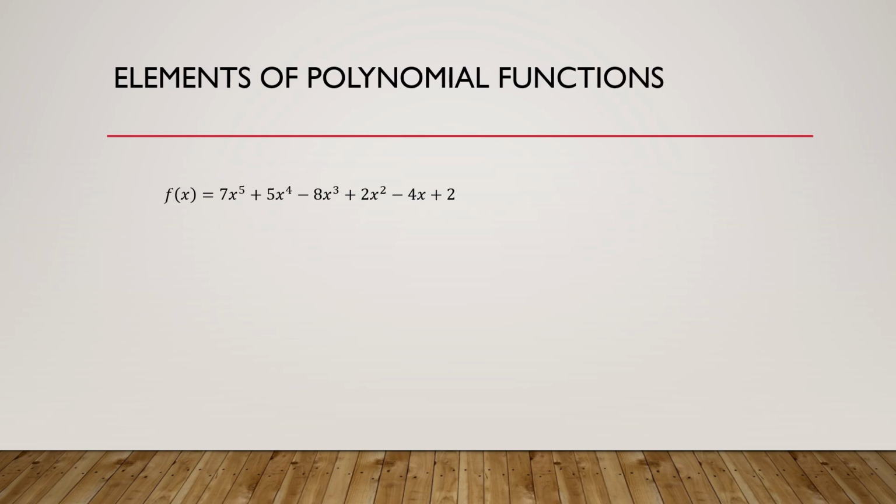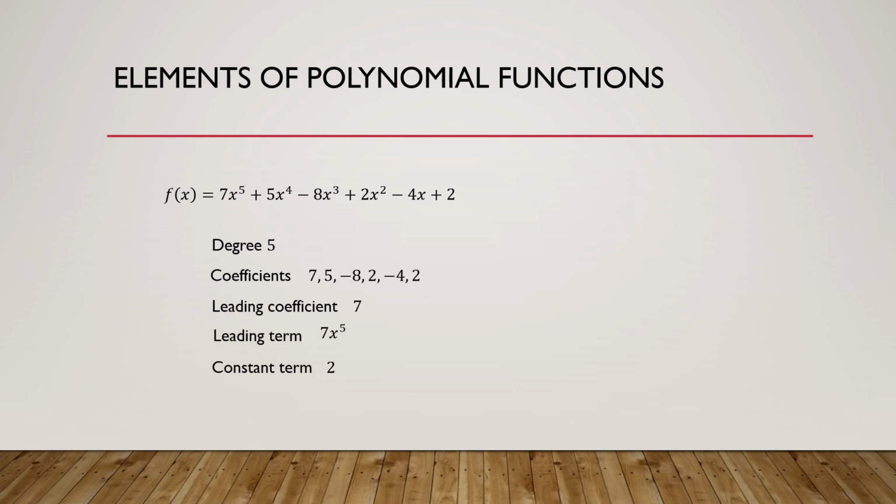As an example, if f of x is equal to 7x to the fifth plus 5x to the fourth minus 8x to the third plus 2x squared minus 4x plus 2, this is a polynomial of degree 5 with coefficients 7, 5, negative 8, 2, negative 4, and 2. The leading coefficient is 7, the leading term is 7x to the fifth, and the constant term is 2.